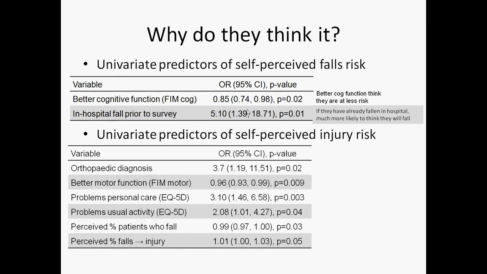For those predictors of people who think that they might hurt themselves if they were to fall, we find that people with an orthopedic diagnosis, including people who had had a fracture in the past, thought they were more likely to hurt themselves again if they were to fall. People with better motor function and people who are better able to care for themselves also were less likely to think that they were going to fall over and hurt themselves if they were to fall over, I should say.